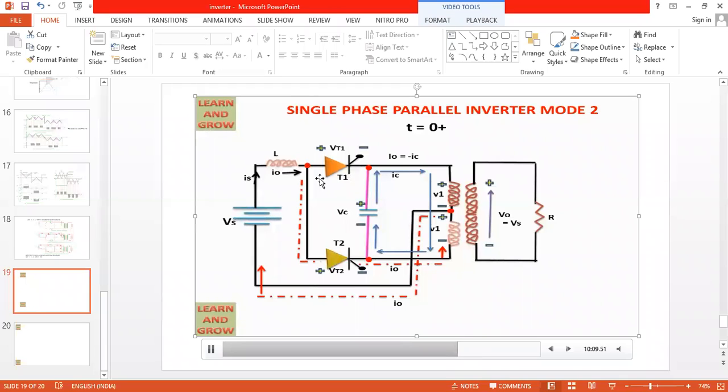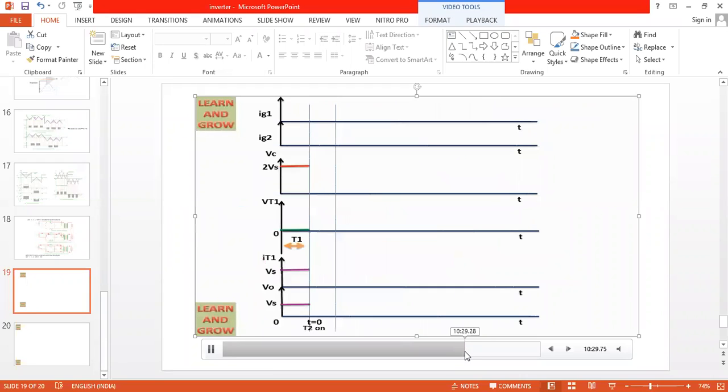Right. So here this is the same circuit animation. Now the current flows through the load. So now we complete the waveforms here. What are the waveforms we got? 2 Vs. Right. So parallel inverter waveforms will be different.